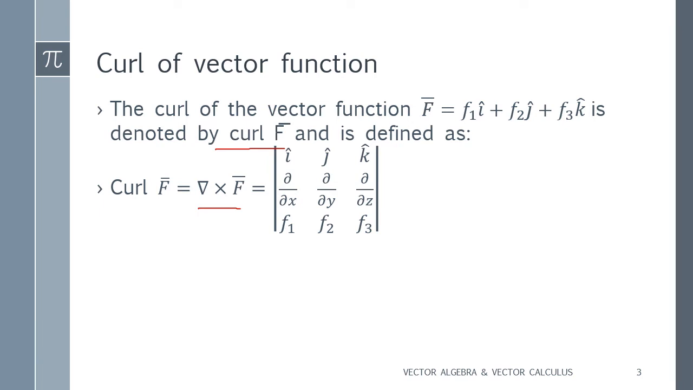Its formula is the ijk form into the determinant. You have to apply i j k, then after that del upon del x, del upon del y, and del upon del z, and after that f1 f2 f3, which you will get from the equation only. And suppose this one is your equation.